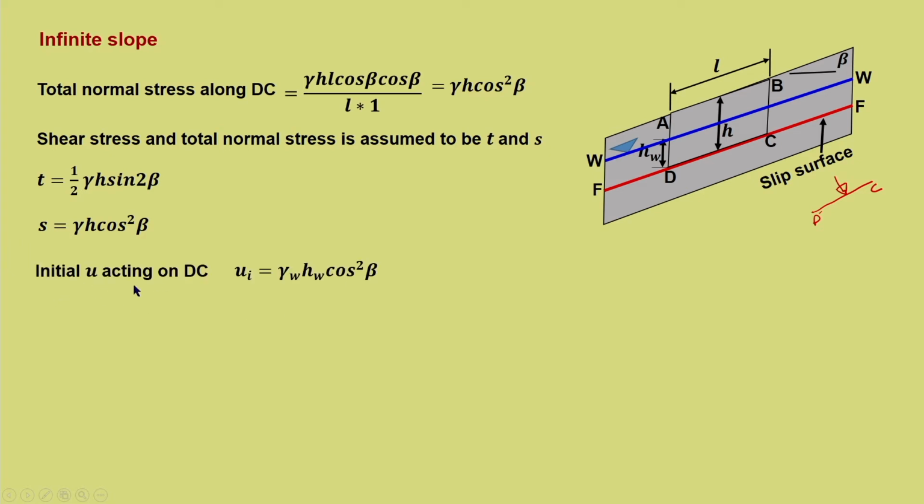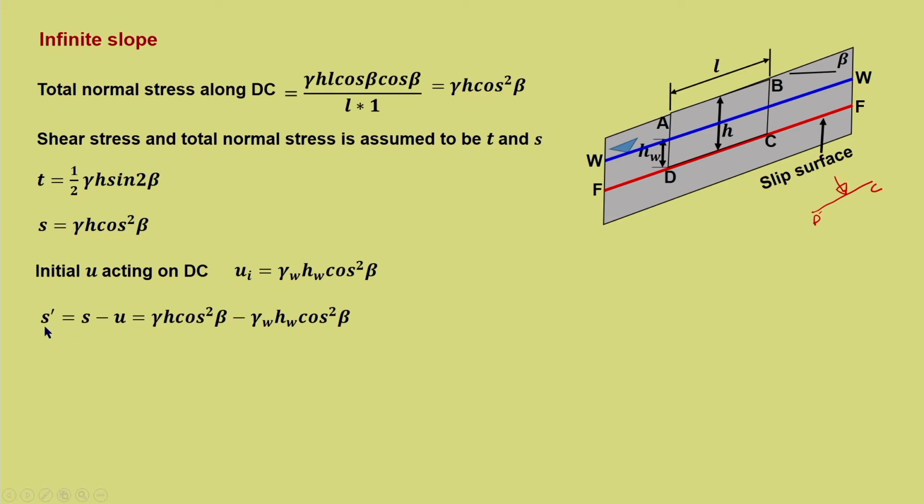So, initial U, we also have a static pore water pressure, that is initial U acting on DC, which will be same as normal stress. So, always the pore water pressure is influencing the normal stress. So, we take the normal component, that is Ui is gamma W H W cos square beta, same as this, only change is height and the unit weight corresponds to that of water. So, we can find out what is S dash.